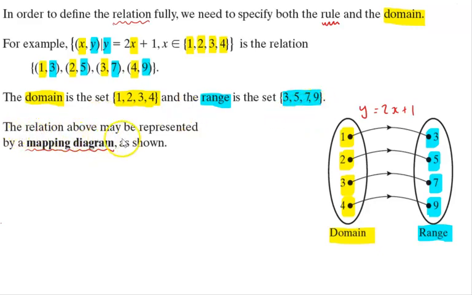The relation above may be represented by a mapping diagram as shown. So we have the domain highlighted in yellow and the range highlighted in blue, and we can see that 1 maps to 3, 2 maps to 5, 3 maps to 7, and 4 maps to 9. So if we take the final ordered pair that was given to us, (4, 9), 4 is the domain, and that maps to 9, the range. So we can see 4 maps to 9.